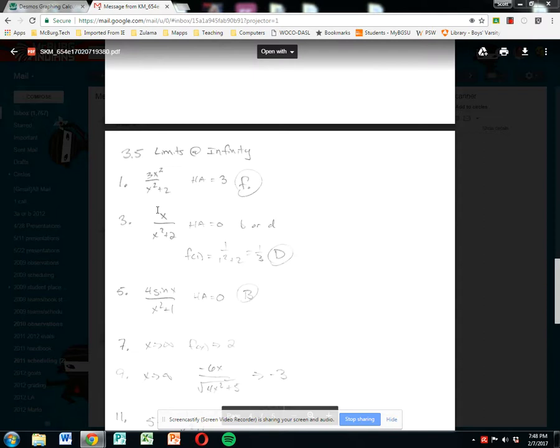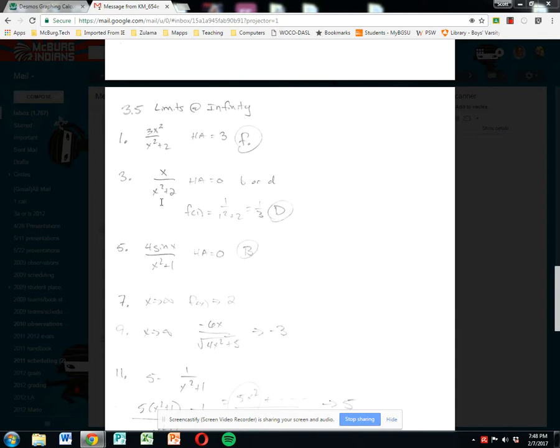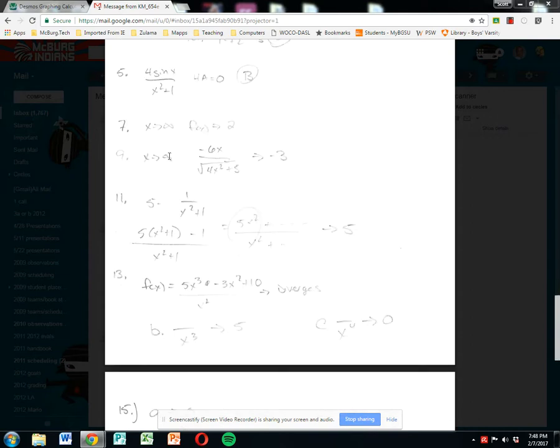All right, so just to kind of look at some of the problems, and you can look at some of these on your own, but basic concept is horizontal asymptote is 3. Degree is bigger in the bottom, therefore horizontal asymptote is 0. 4 sine x over x squared plus 1. Again, all this is going to do is go between 4 and negative 4. The bottom's going to get really big, so the horizontal asymptote is 0.